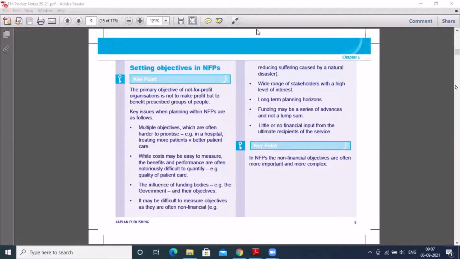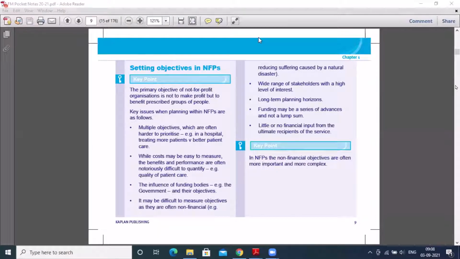Then the influence of funding bodies. Most of the charitable organizations have a specific source. Suppose the government is a funding body; then definitely all the major decisions are taken by the major funders. If the government is funding the majority of sources to the not-for-profit organization, then you can easily guess that the government might intervene in the operations of these particular organizations.